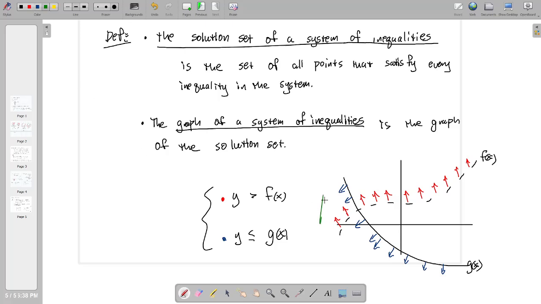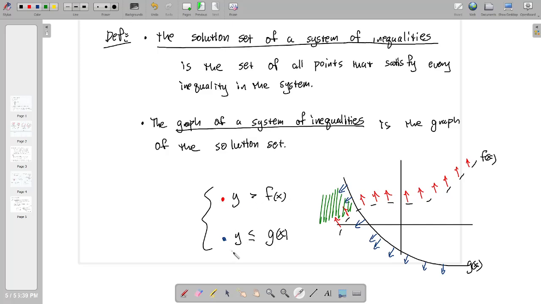Now, this green area here is where we have shading for both. This shading is going to be the solution set for the system of inequalities because it satisfies both this inequality and this inequality because it's shaded both blue and red. All these points overlap in the solution set for both of these individually. Therefore, they are the solution set for the entire system because the solution set for the system of inequalities is a set of all points that satisfy every inequality in the system. They have to satisfy both. So it has to be where the shading overlaps.